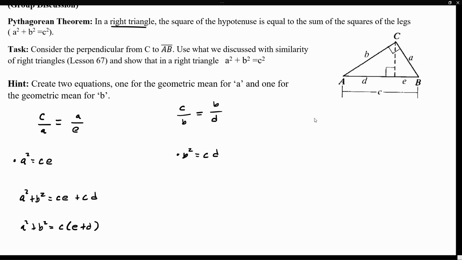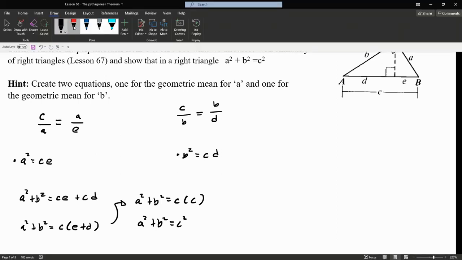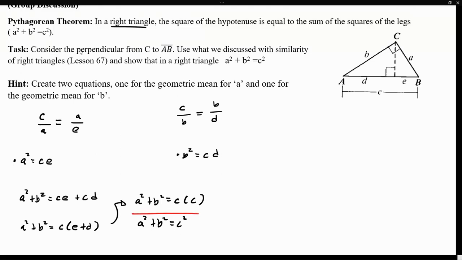But now if we go back to our triangle here, what exactly is line segment E plus line segment D? Well, E plus D is exactly the whole hypotenuse, which is C. So now we have A squared plus B squared equals C times C, which is A squared plus B squared equals C squared. So this is just a different way of showing that the Pythagorean theorem is true if we want to use geometric mean.